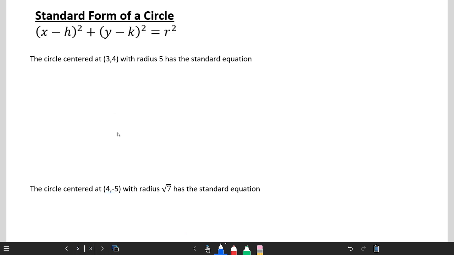So for example, if we have a circle centered at 3, 4 with a radius 5, we can write the equation by substituting 3 for h and 4 for k and 5 for r, so 5 squared is 25.